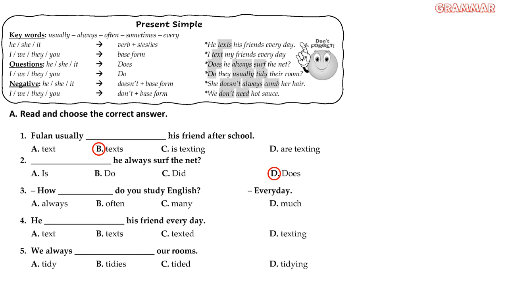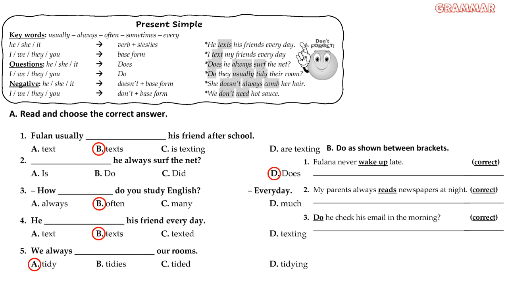Three, how do you study English? I'm asking about frequency. So it's how often. Four, he texts friends every day. He texts with S because he is one. Five, we always tidy. We is plural, more than one, so we always tidy, not the one with S, just tidy.